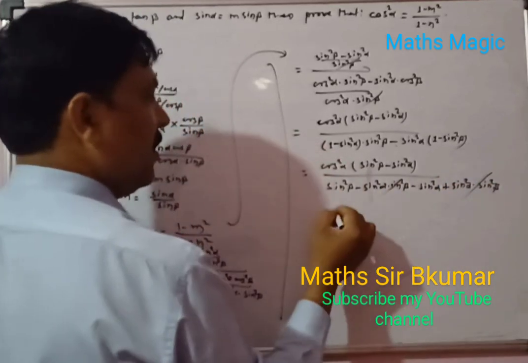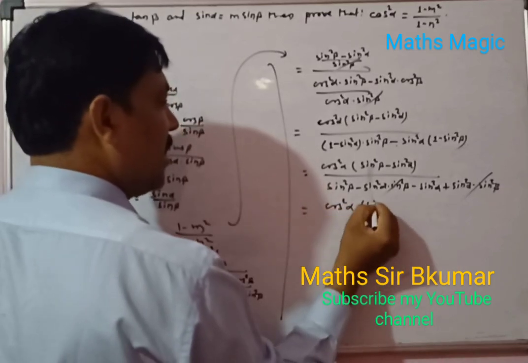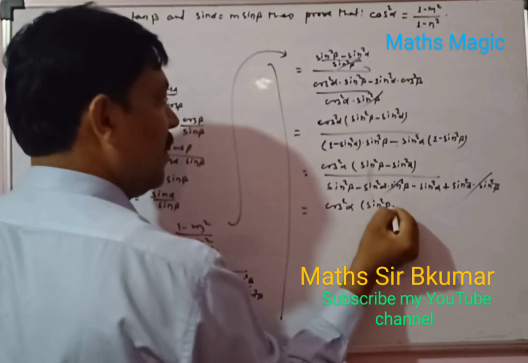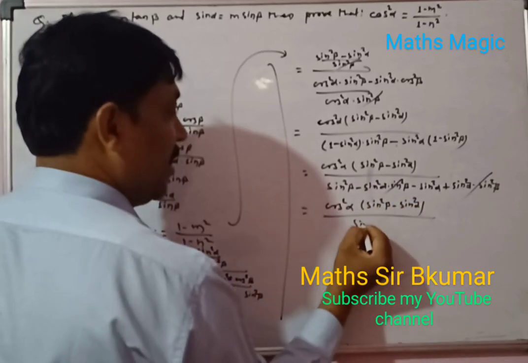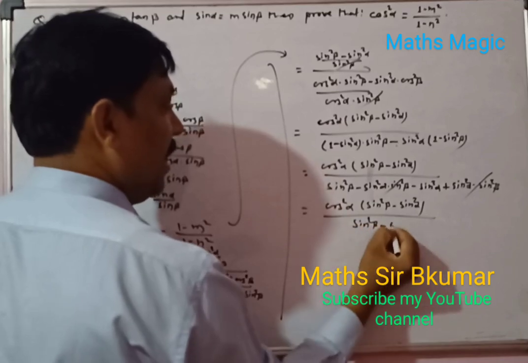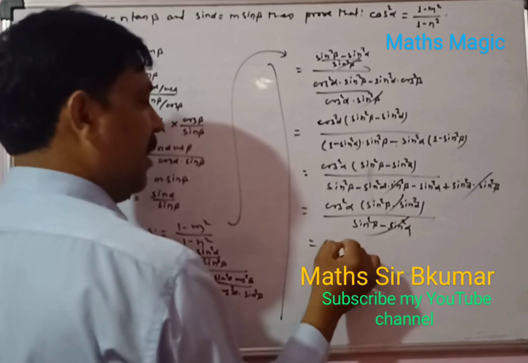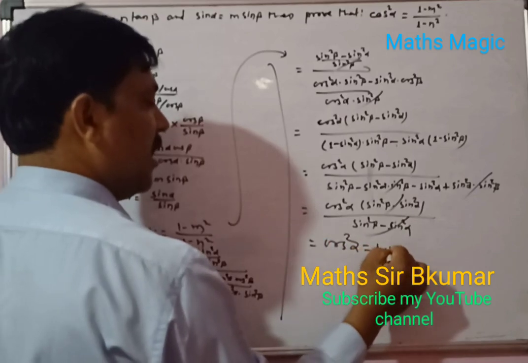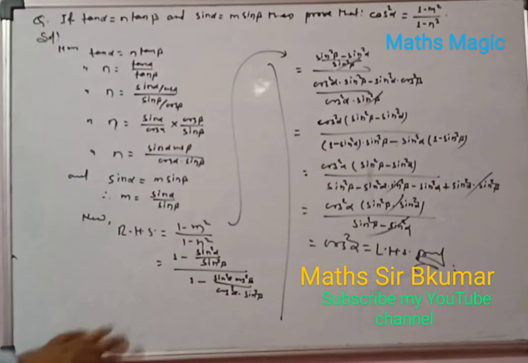These cancel, because of plus minus they cancel. Then there is sin square beta minus sin square alpha, and in the denominator there is also sin square beta minus sin square alpha. This cancels. Then we have the remaining cos square alpha, which is the LHS. Proved. Okay, thank you all of you.